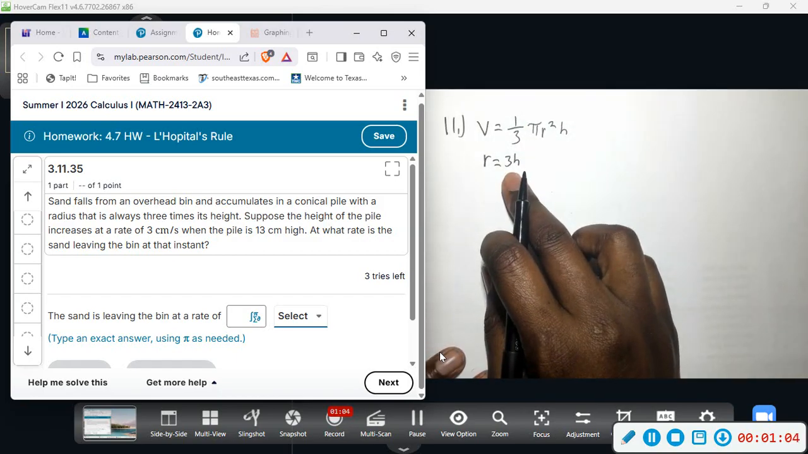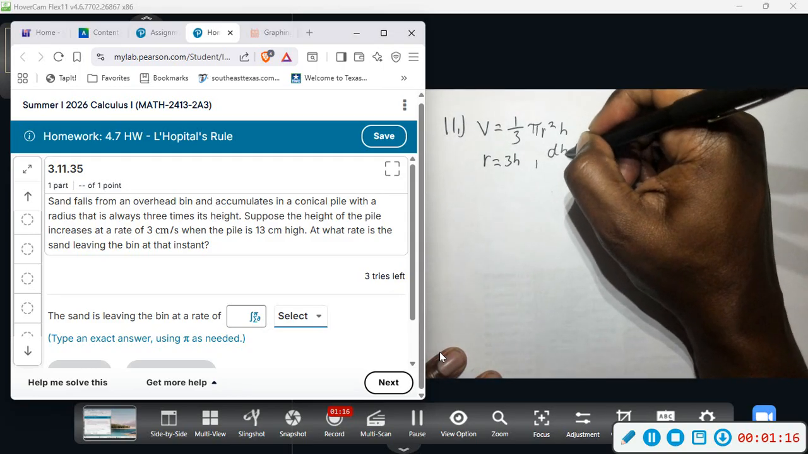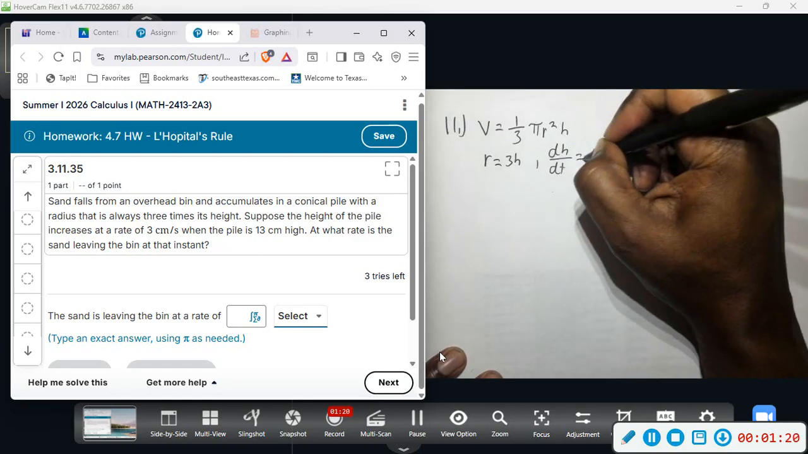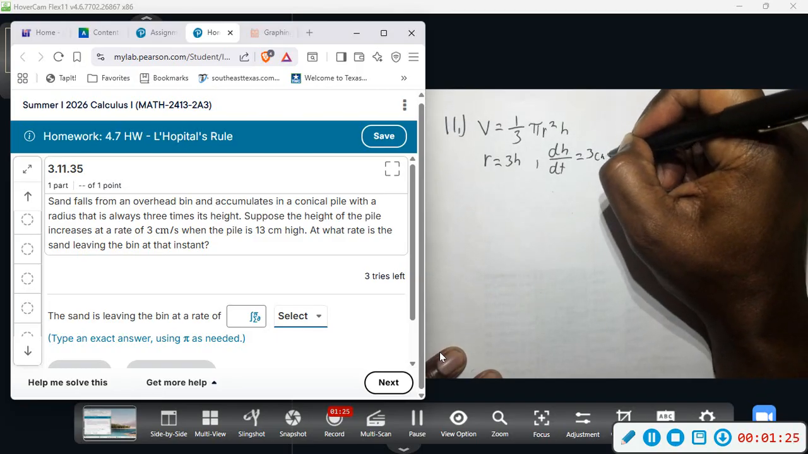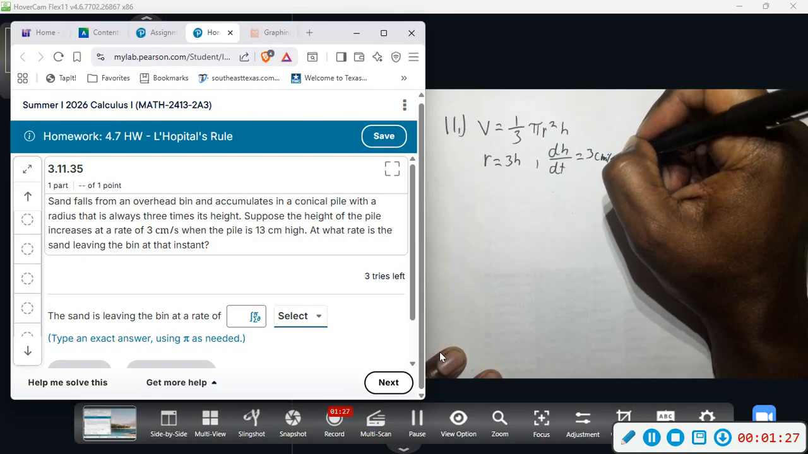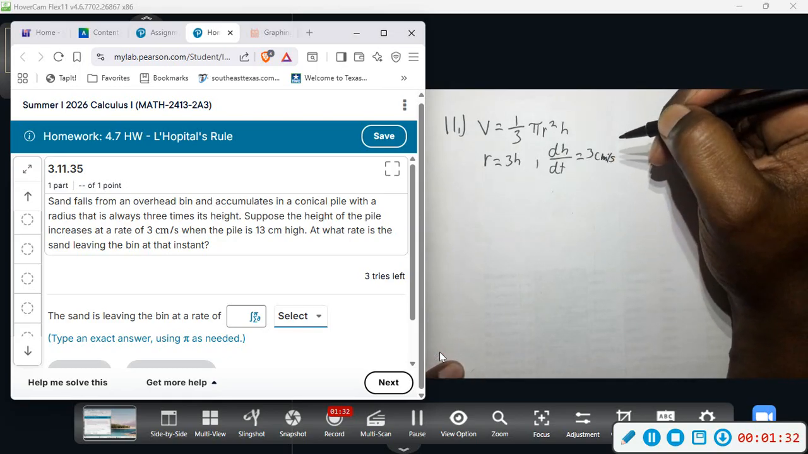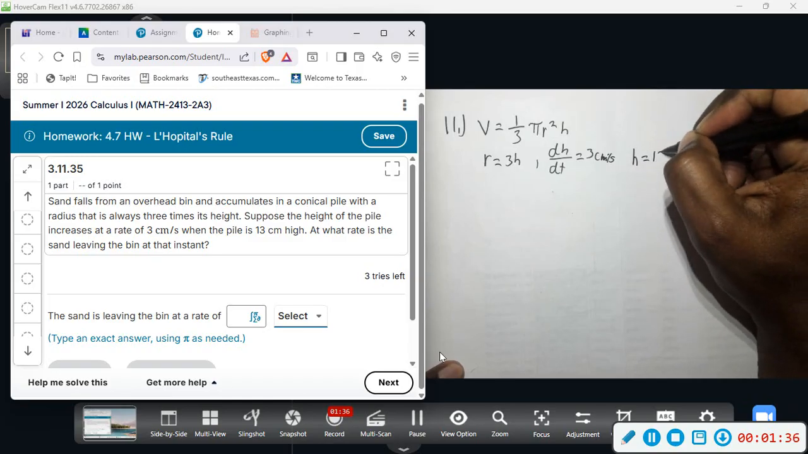And it says suppose the height of the pile increases at a rate of 3 centimeters per second. So that would be dh/dt, the rate at which the height is changing over time. dh/dt is going to be equal to 3 centimeters per second. And that is when the pile is 13 centimeters high. So when h equals 13.